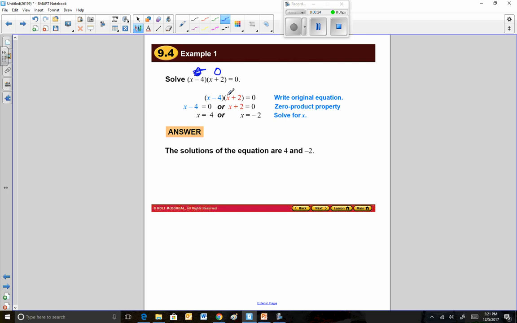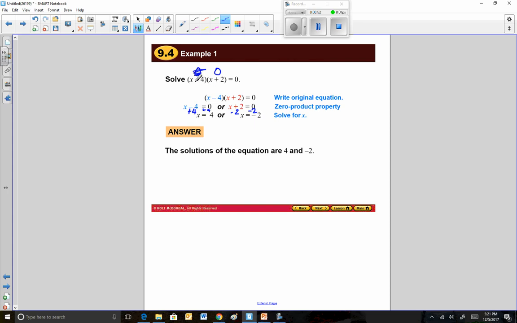So we're going to write these separately. Take the first parenthesis, x minus 4, set it equal to 0. Set the second parenthesis equal to 0. So x minus 4 equals 0. We simply add 4 to both sides. So we simply get x equals 4. This one says x plus 2, so I would subtract 2 from both sides, and so x would equal negative 2. Those are two solutions.